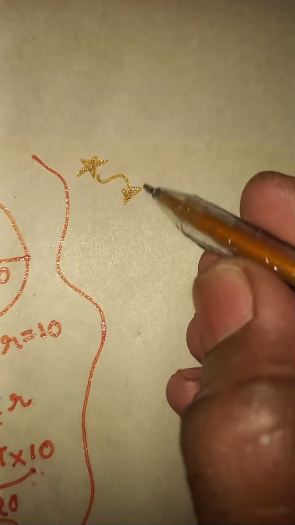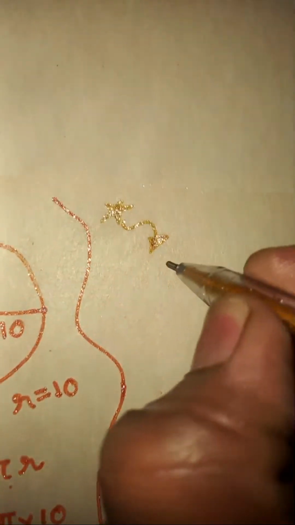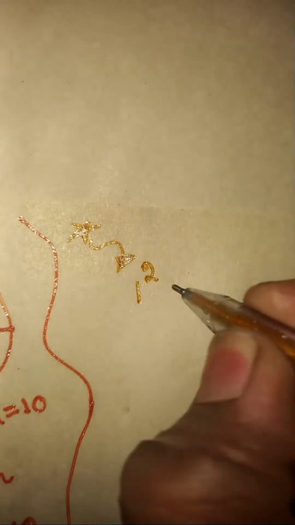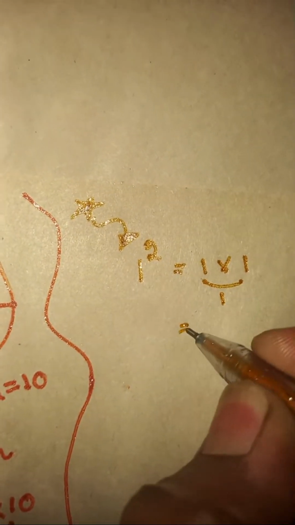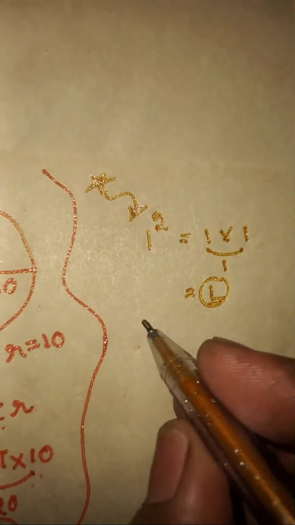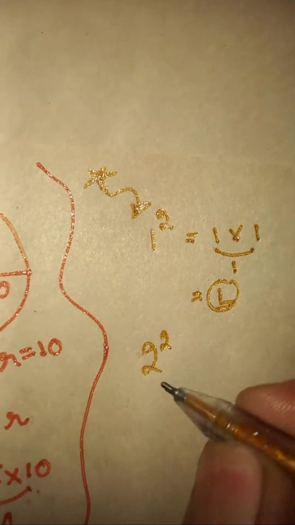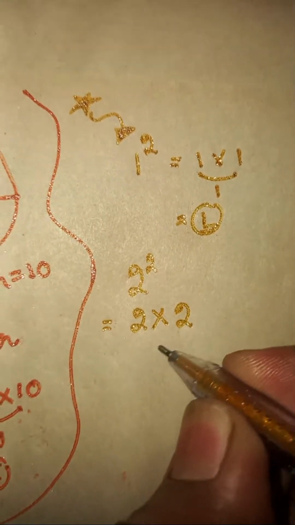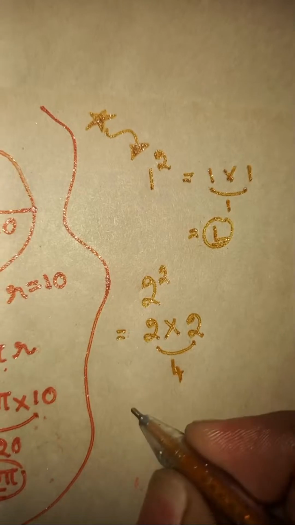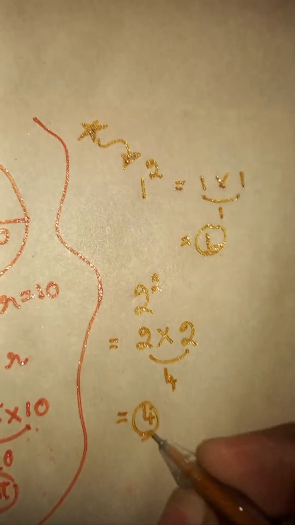By squares. This square, I start to do. What is one square? One square can be written as 1 times 1. 1 times 1 is 1, so it's equal to 1. Let's find out what is 2 square. 2 square means it is 2 times 2. 2 times 2 becomes 4, so it is equal to 4.